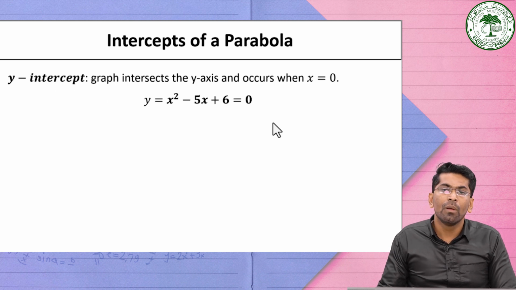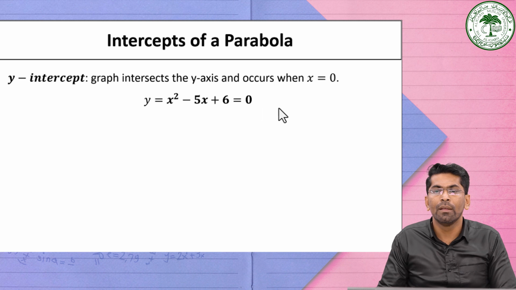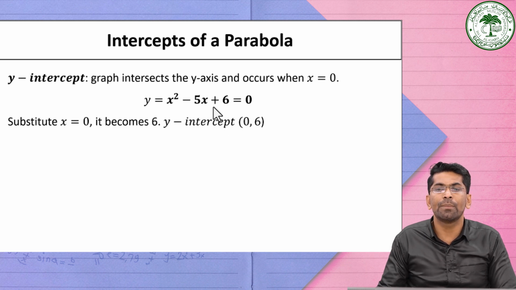See, for example, y is equal to x square minus 5x plus 6. Here the y-intercept can be found by substituting x equal to 0. Then the x square term becomes 0, minus 5 into x, that is 0, this term also becomes 0, then plus 6. So y is equal to 6. So if we substitute x equal to 0, our y-intercept term will become 6. That's why the y-intercept is (0, 6).